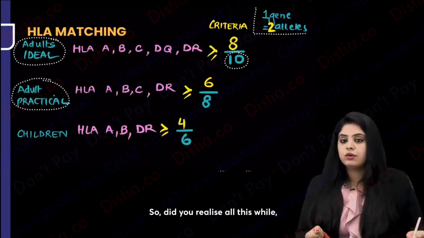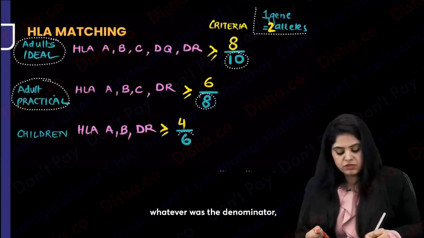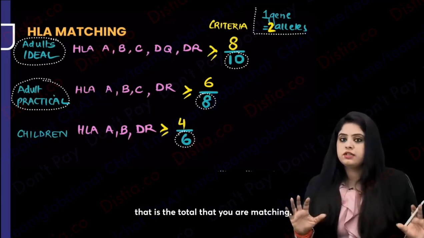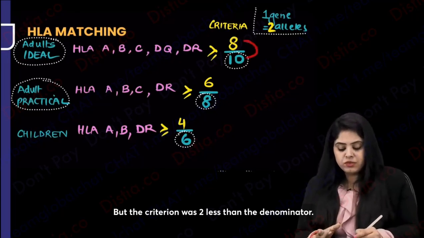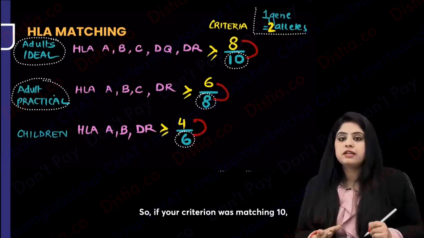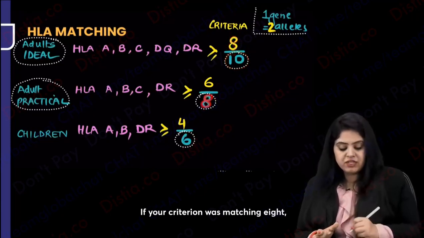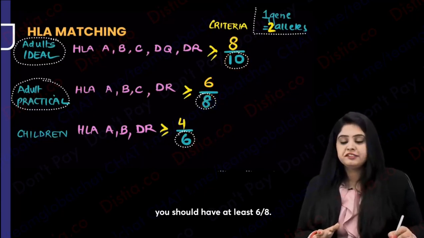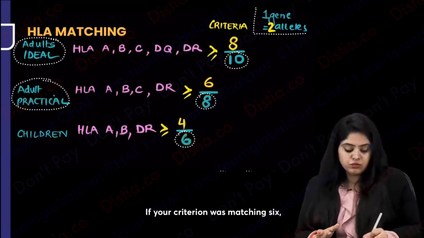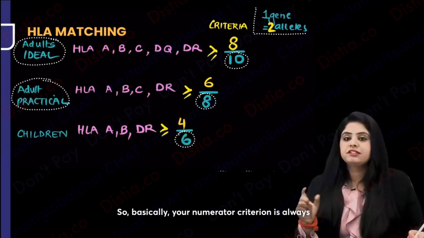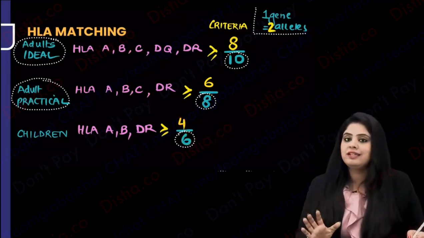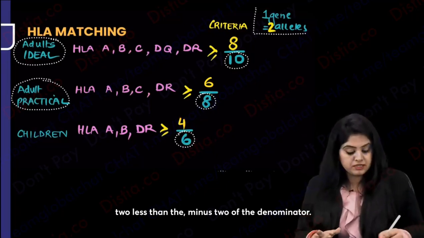So did you realize all this while, whatever was the denominator, that is the total that you are matching, but the criteria was 2 less than the denominator. So if your criteria was matching 10, you should have at least 8 on 10. If matching 8, at least 6 on 8. If matching 6, at least 4 on 6. So basically your numerator criteria is always 2 less than the denominator.